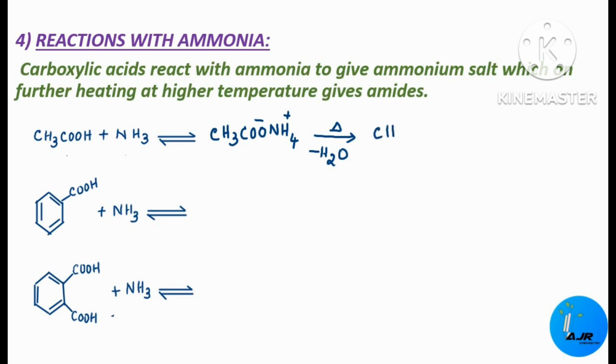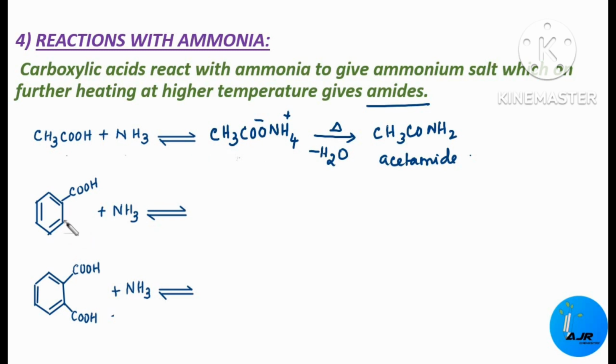What is the product? CH3CONH2, amides. As I told you, this is acetamide. Okay, this is acetamide. Okay, so it's already given. So on further heating this one, we will be getting the acetamide. This is ammonium acetate. Okay, this is ammonium acetate. Understood? This is ammonium acetate.